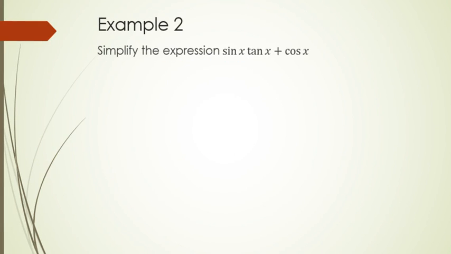Here's another example where I have some sines and cosines, so I'm going to leave those exactly as they are, but I'm going to take the tangent and rewrite that one. So my expression says sine of x times tangent, but I'm going to rewrite that using the property sine over cosine.